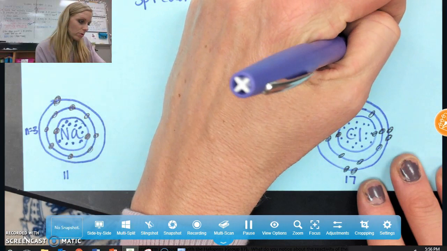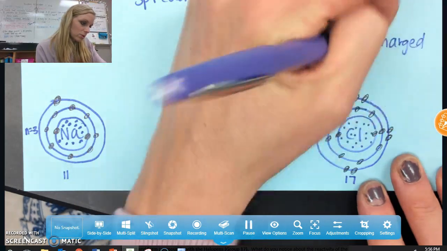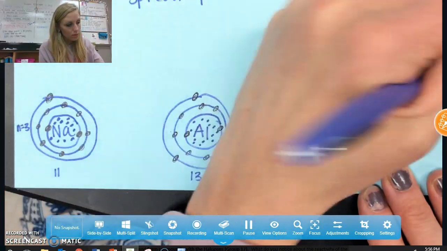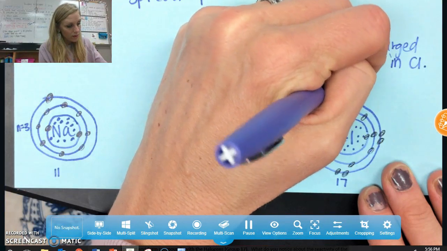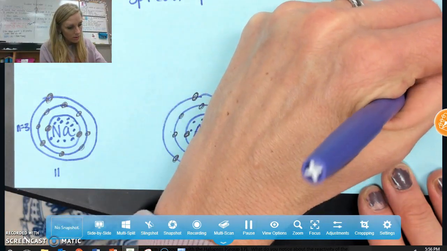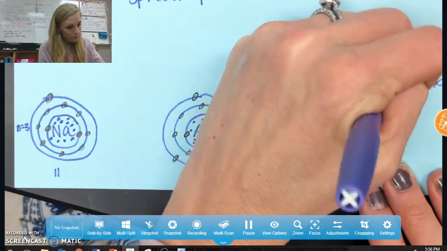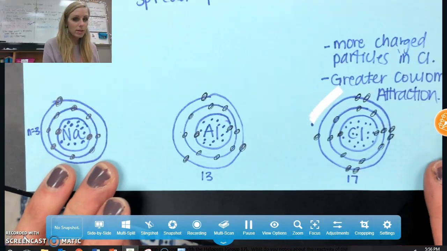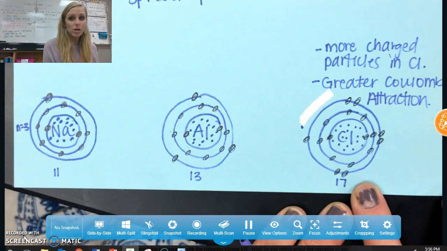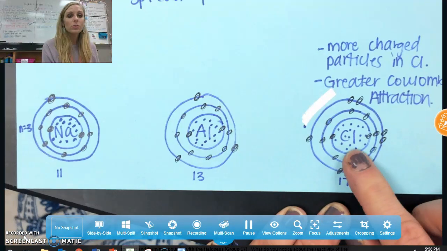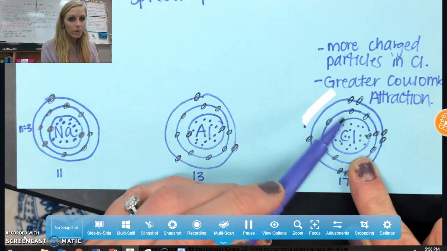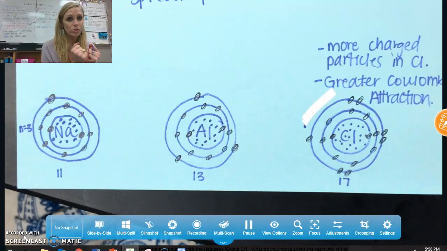So you have more charged particles in chlorine, which means you have a greater Coulombic attraction. Okay, so even though they're all the same size, chlorine has the greatest Coulombic attraction because he's got the most protons in his nucleus. When you add protons to your nucleus, I always tell my kids, you're adding strength to that nucleus. So he's pulling on these outer energy levels with more strength.